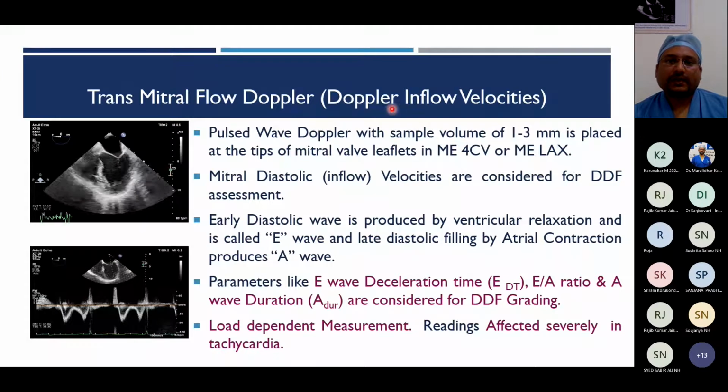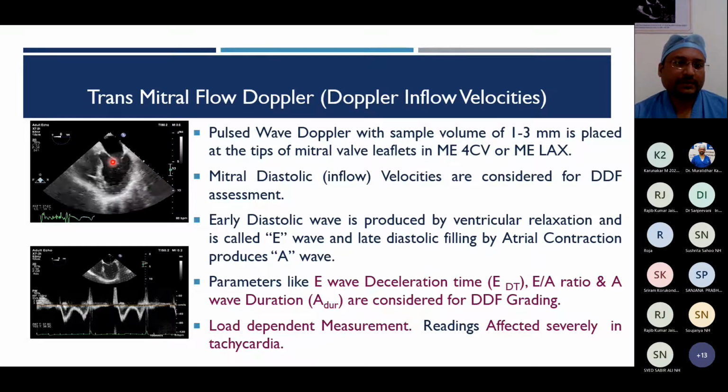This is the transmitral inflow velocity. It is done with pulse wave Doppler kept with a sample volume of 1 to 3 millimeters at the tips of the mitral leaflets, commonly in the mid-esophageal 4-chamber view or long axis view. Mitral diastolic inflow velocities are considered for diastolic assessment. The early diastolic wave produced by ventricular relaxation is called the E wave, and the late diastolic filling wave produced by atrial contraction is called the A wave. Parameters like E wave deceleration time, E by A ratio, and A wave duration are considered for the assessment of diastolic dysfunction. It is a load dependent measure, so it is affected severely by tachycardia.